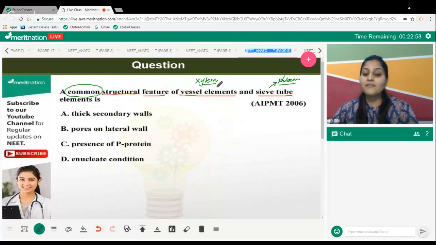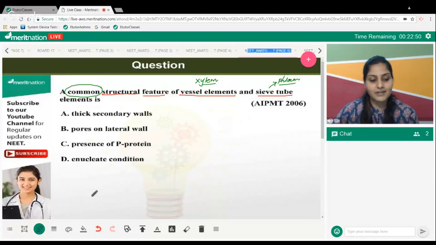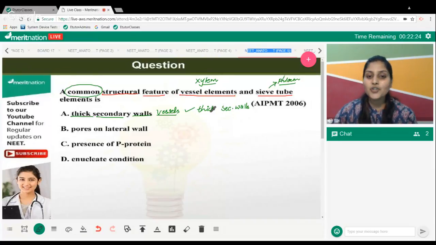Now we have to find out something which is common between both of them. So we will again go one by one. We'll see each option one by one. Now, the first option says thick secondary walls. Now there's a problem here. The problem is that vessels do have thick secondary walls present, but this is not true for sieve tube elements. Sieve tube elements do not have the thickenings of secondary wall.